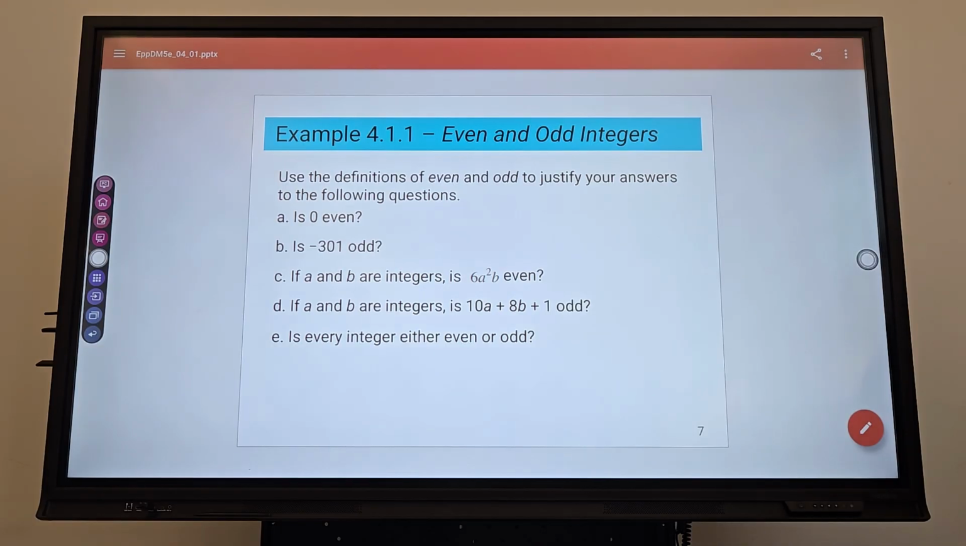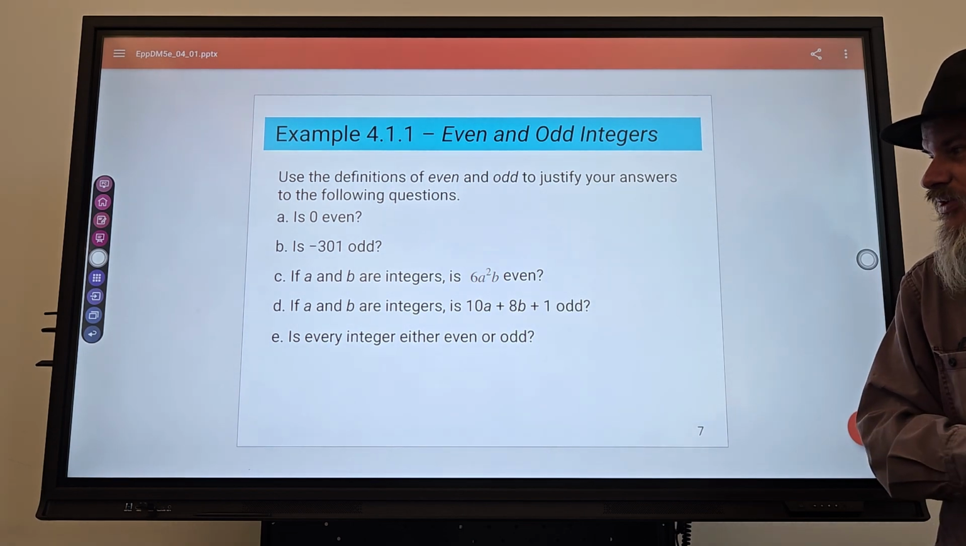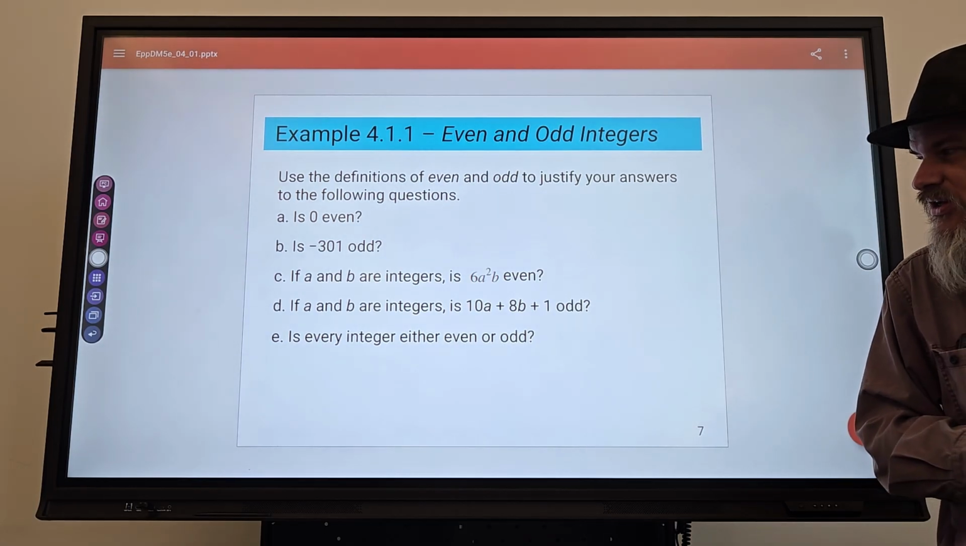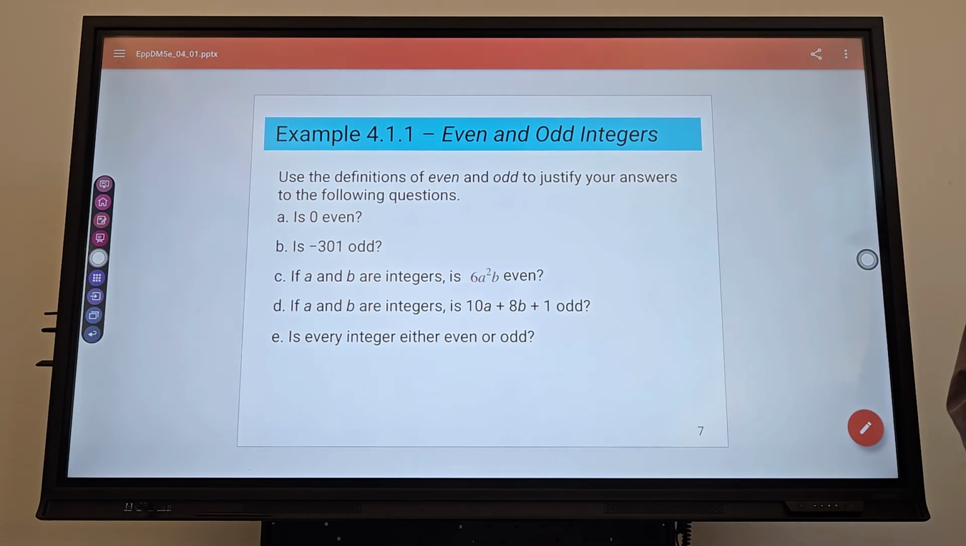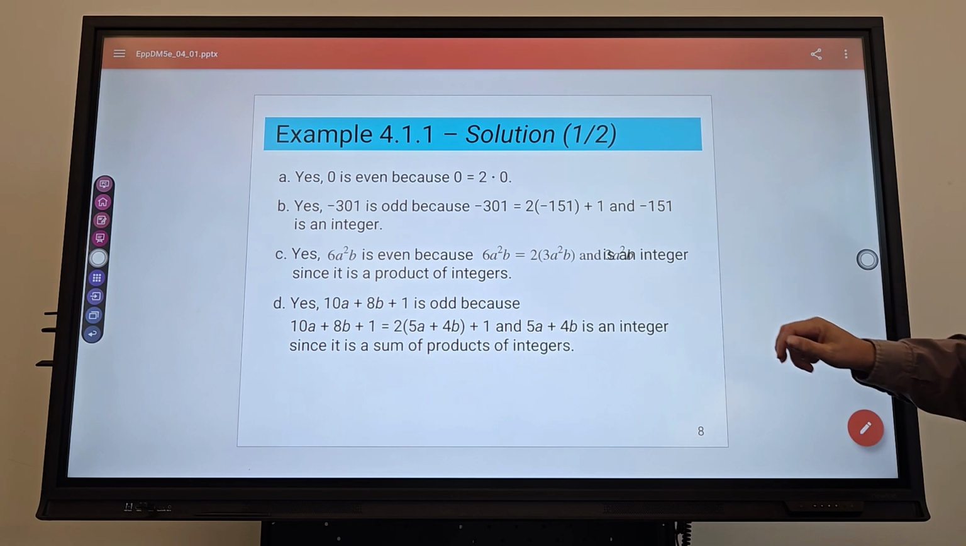It is even. If a and b are integers, is 10a plus 8b plus 1 odd? Yes, it is. Is every integer either even or odd? Yes, for all of the above, for those reasons.